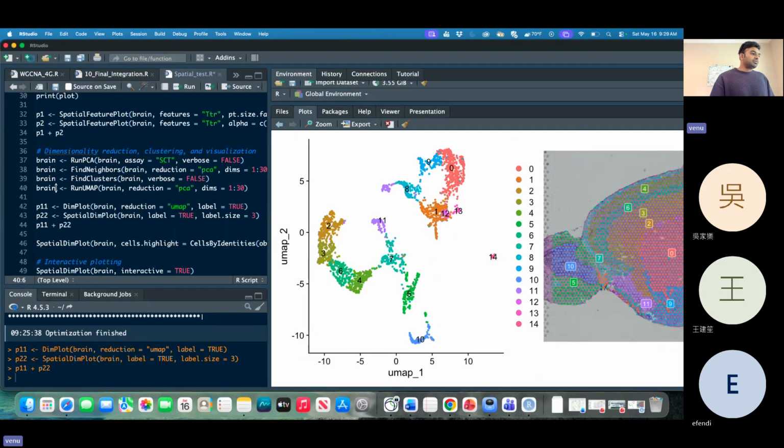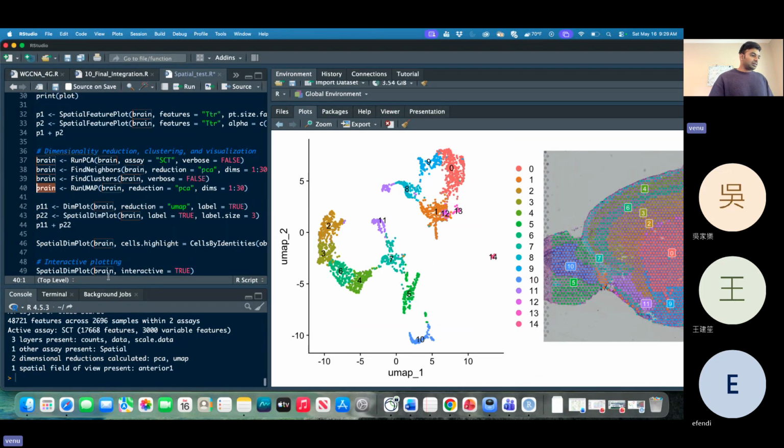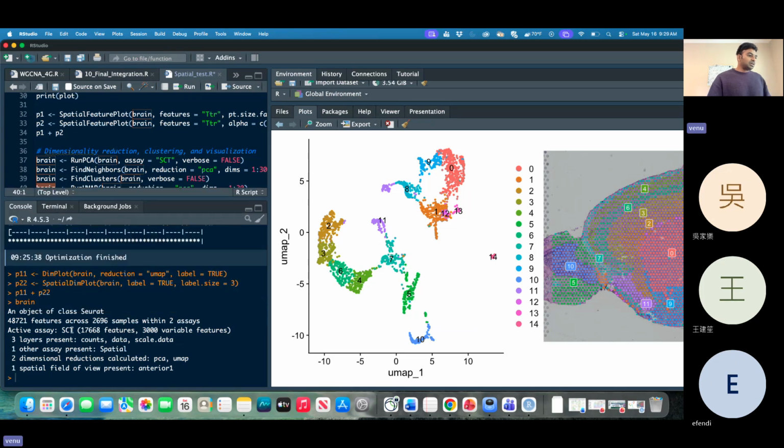So if I want to see, this is the information. So these are the spots, I have 2,696 spots. Okay. So again, within these, there are cells, different cells.